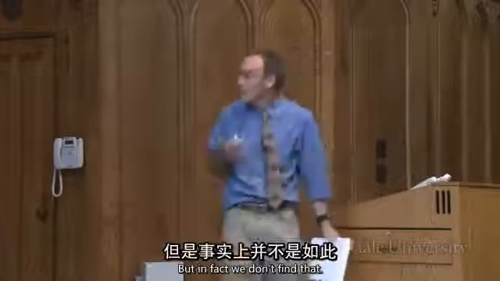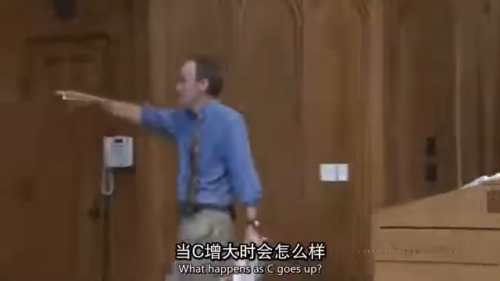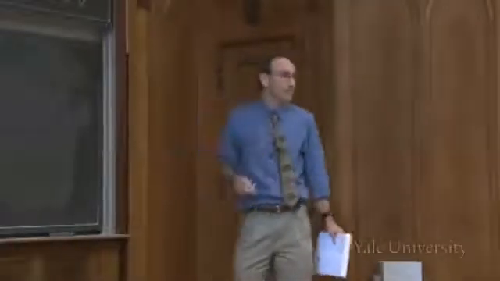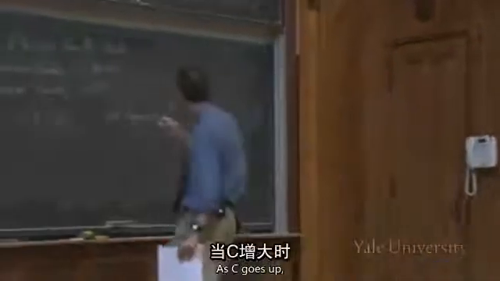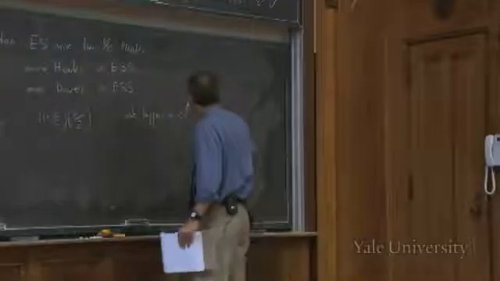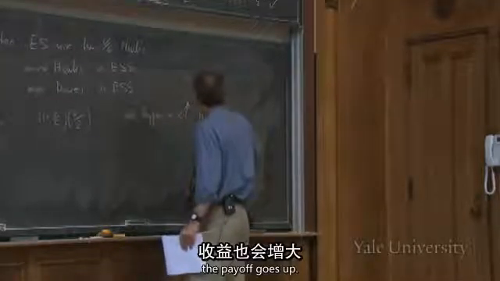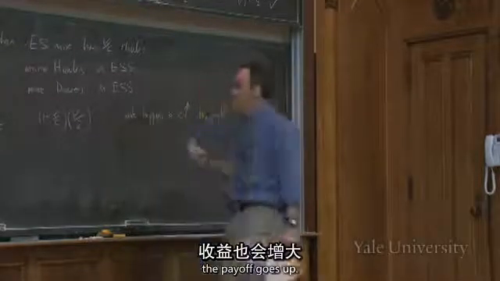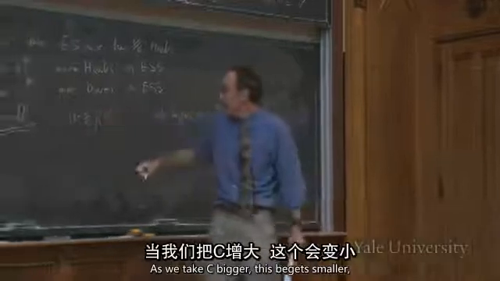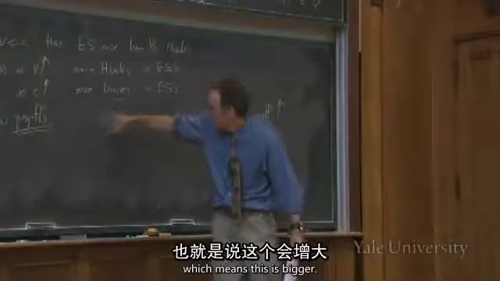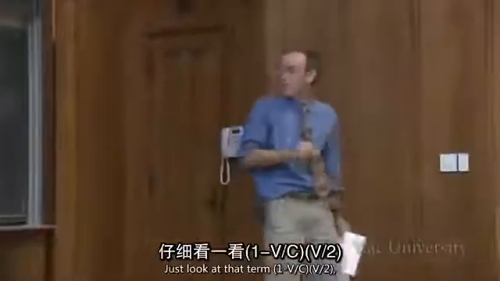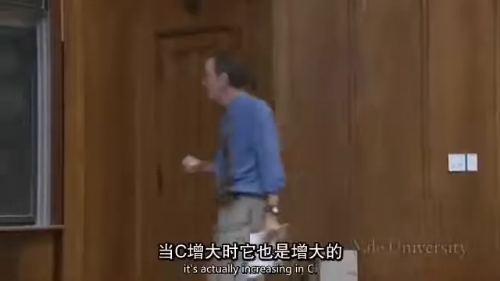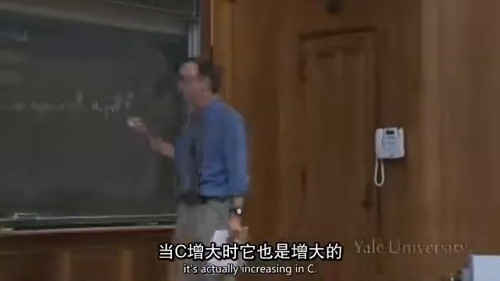But in fact, we don't find that. What happens as C goes up? The payoff goes up, right? As C goes up, if we take C bigger, this gets smaller, which means this is bigger. Everyone see that? Just look at that term, 1 minus V over C times V over 2. It's actually increasing in C.